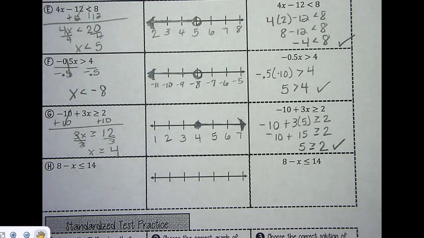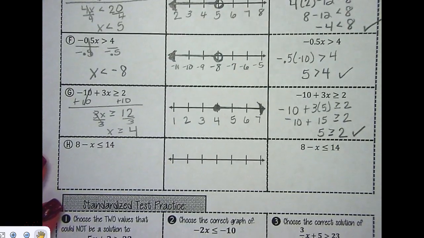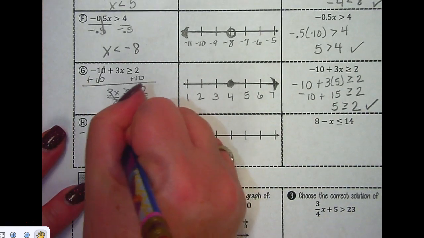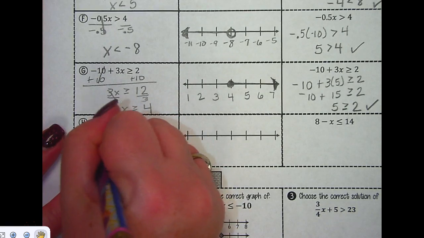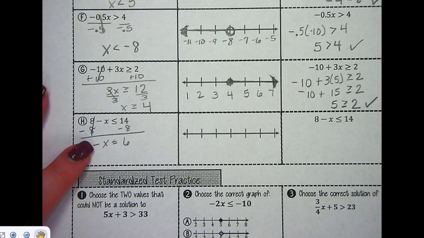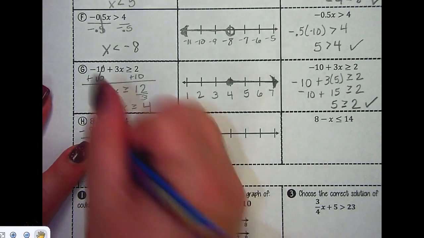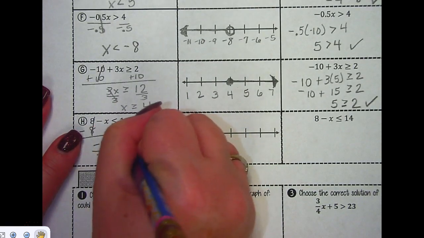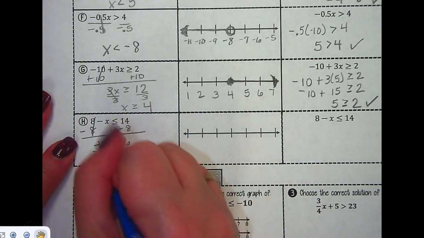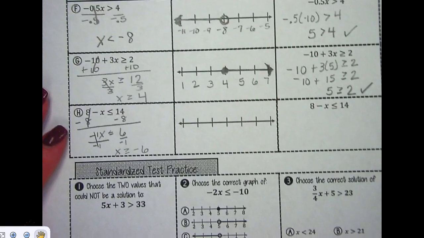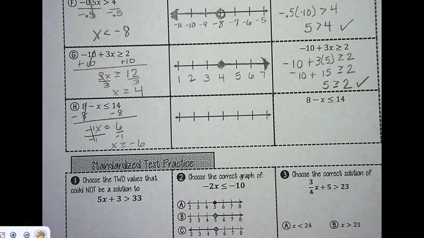Last one. 8 minus x is less than or equal to 14. What's the first thing I need to do? Subtract 8. Very good. You're left with negative x is less than or equal to 6. Can I leave that negative x there? No, that's a negative 1 in front of it, right? We can't leave it a negative, so divide by negative 1. When I divide by a negative, I have to flip the sign, so x is greater than or equal to negative 6. Make sure that you flipped that sign.